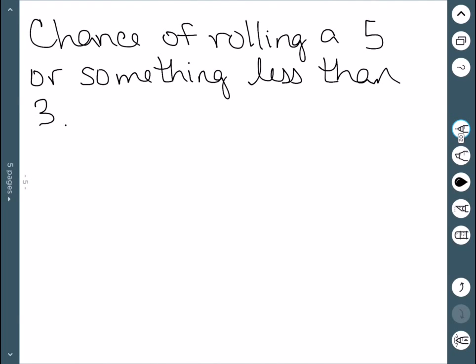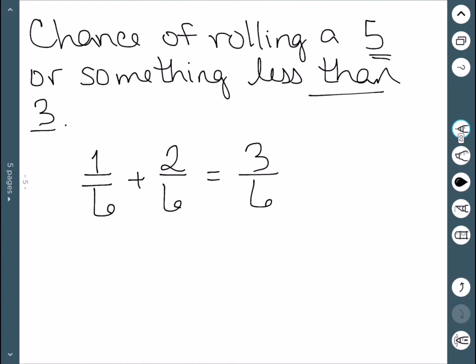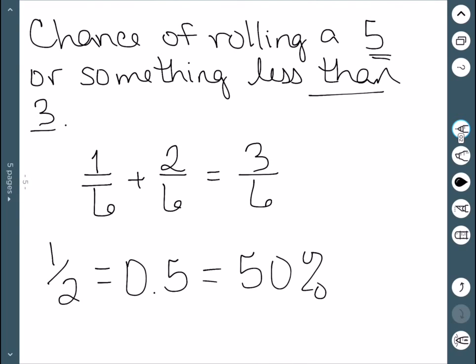As our last example, we'll look at the chance of rolling a 5 or something less than 3. We'll consider a standard 6-sided dice. The probability of rolling a 5 would be 1 out of 6. The probability of rolling something less than 3: there are 2 numbers on a dice less than 3, 1 and 2. Therefore, 2 out of 6. This gives us a total of 3 out of 6. We could also write it as 1/2, or 0.5, or 50%.